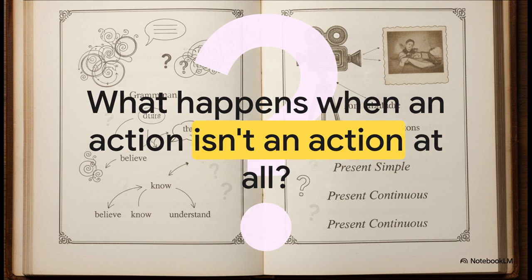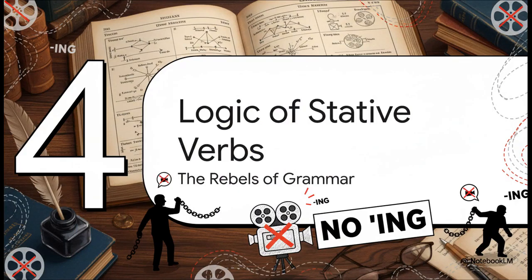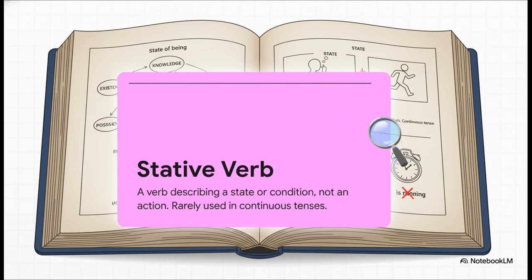But this brings us to a huge grammatical roadblock that trips up so many learners. What do we do when an action isn't actually a physical action at all? That takes us to Section 4, the logic of stative verbs, the true rebels of grammar. It is time to meet the rebels, the words that stubbornly reject the -ing video camera.